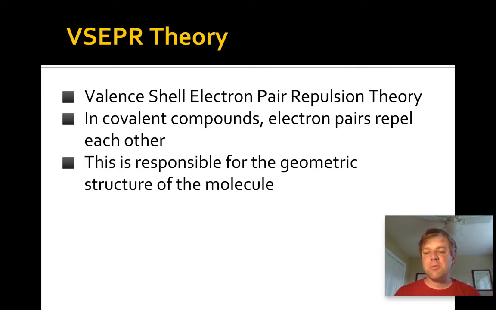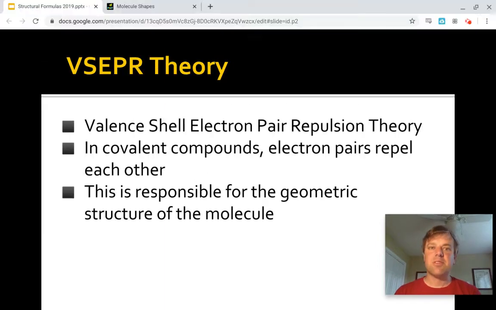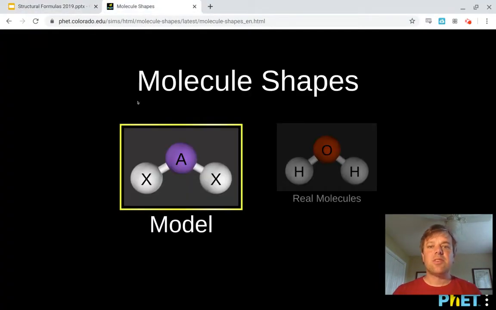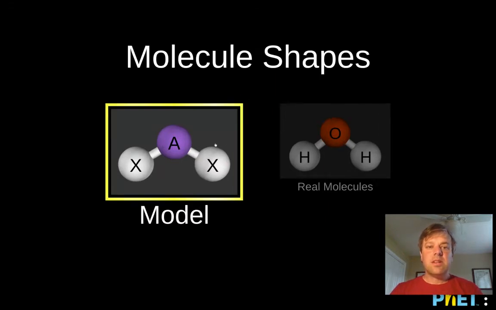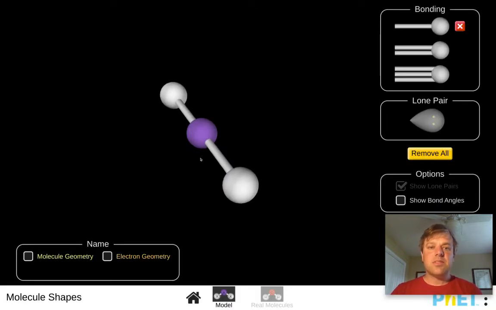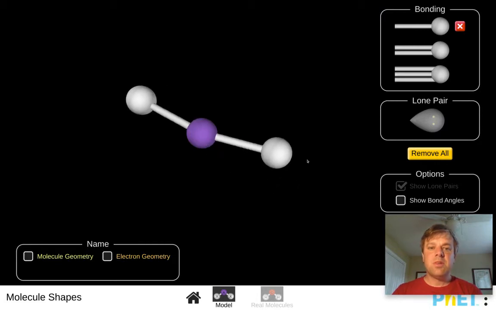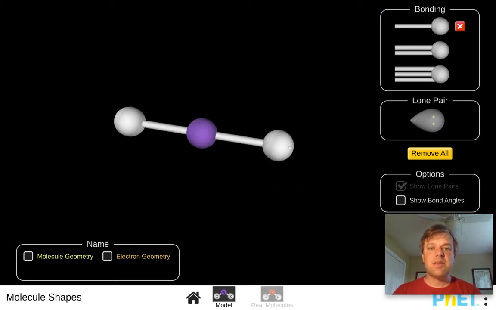The rest of what we're going to be doing is an exploration. So we're going to be using the little Lewis structures you should have drawn over the past couple of days and this little simulation on molecule shapes that I'm going to share with you. So if we look at this, it kind of shows a very simple molecule that has three different atoms.